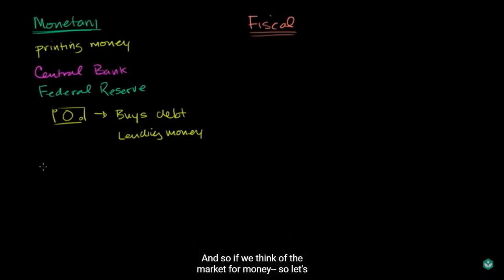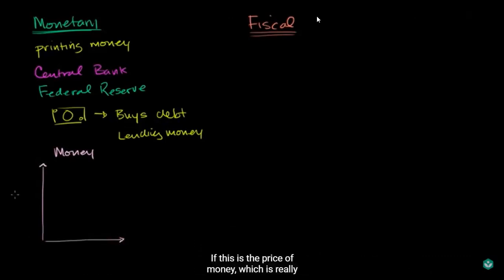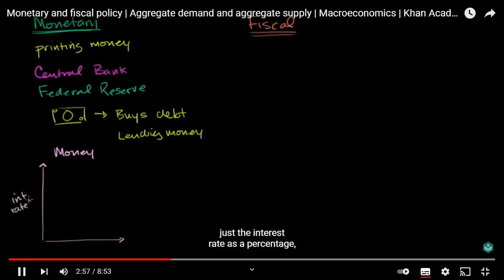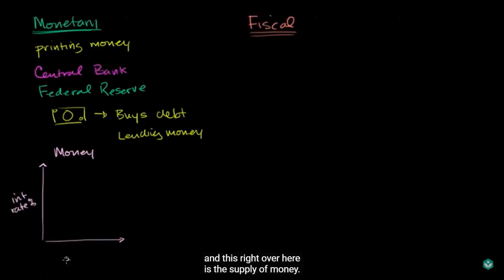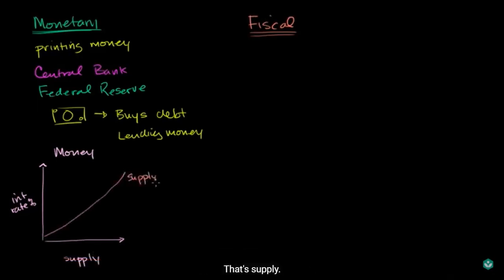And so if we think of the market for money, so now we're going to think in microeconomic terms for the market for money. If this is the price of money, which is really just the interest rate, as a percentage, and this right over here is the supply of money. So this might be our supply curve. That's supply. And this is the demand curve. And let's say this is short-term money, and we won't focus on the different durations and all of that. But let's say we're sitting right over here at a clearing interest rate of 5%.